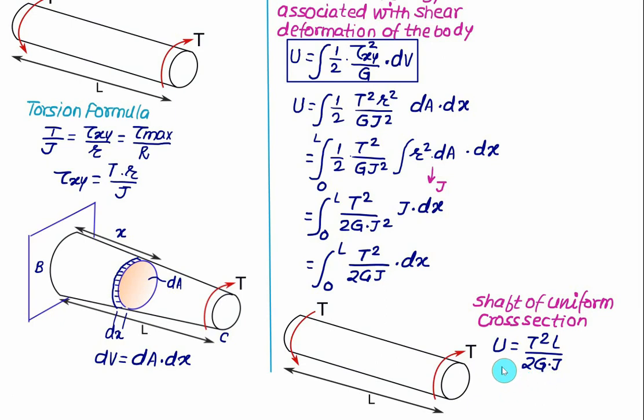So we can calculate the strain energy due to torsion using the integral 0 to L of T square divided by 2 times G J multiplied by dx, if we have a number of torques and a variable section. And for a uniform section we can use the strain energy equal to T square L divided by 2 times G J.